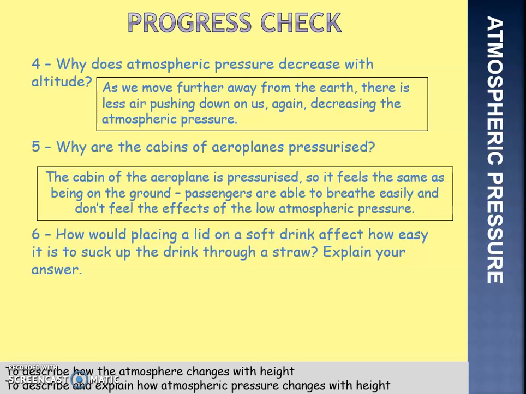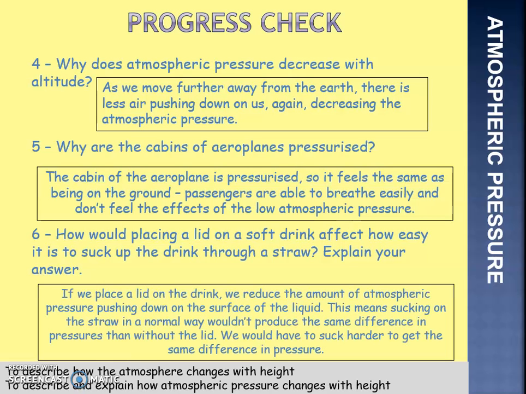And question 6, how would placing a lid on a soft drink affect how easy it is to suck the drink up through a straw? If we were to place a lid on the drink, we reduce the amount of atmospheric pressure pushing down on the surface. This means sucking on the straw in a normal way wouldn't produce the same difference in pressures as without the lid. We would have to suck a lot harder to get the same difference in pressure.